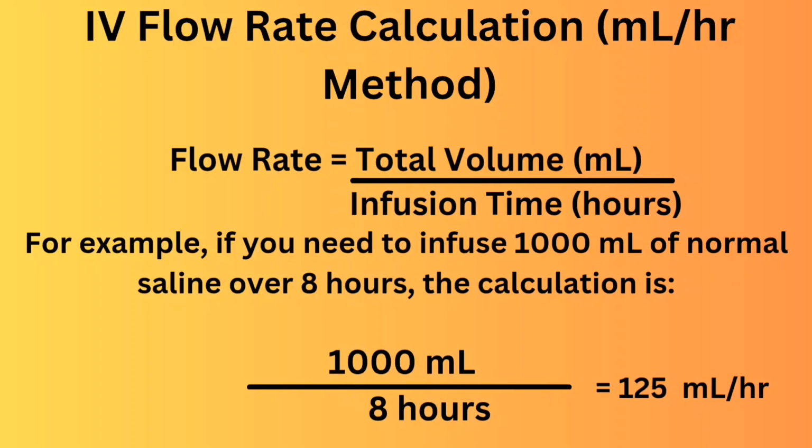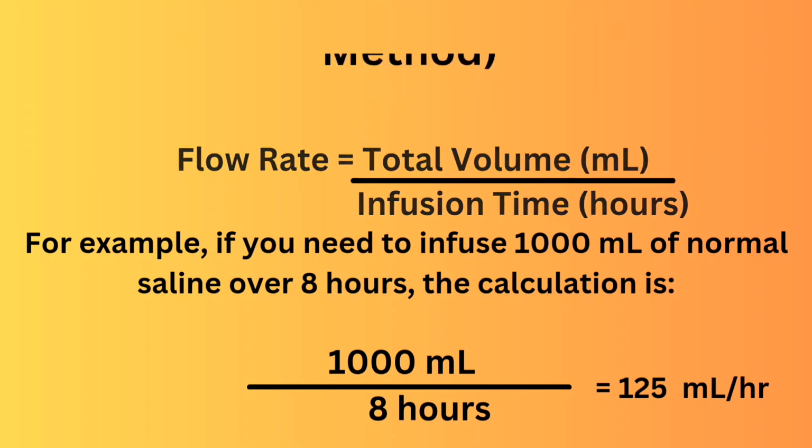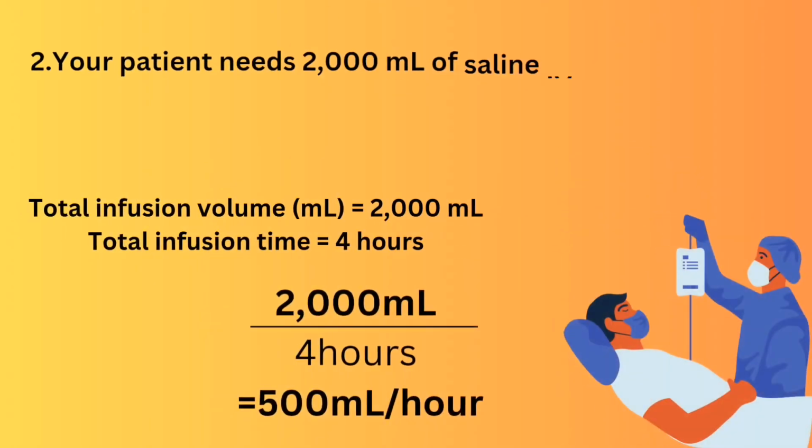Formula for the IV flow rate calculation. Flow rate is equal to total volume in ml divided by infusion time in hours. Example, need to infuse 1000 ml of NS over 8 hours. The calculation is 1000 ml divided by 8 hours is equal to 125 ml per hour.